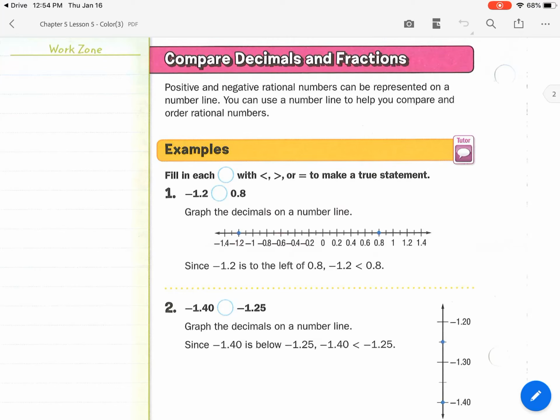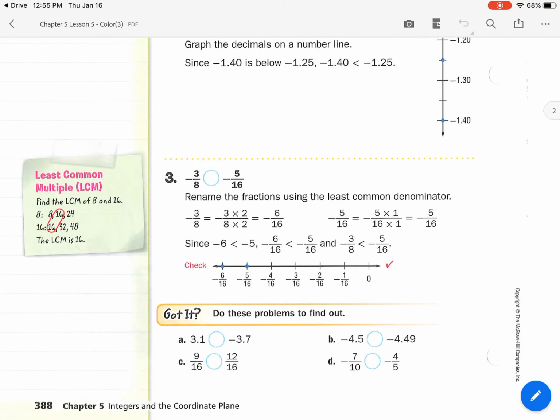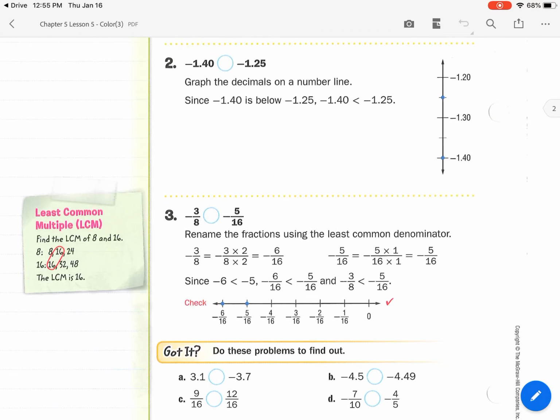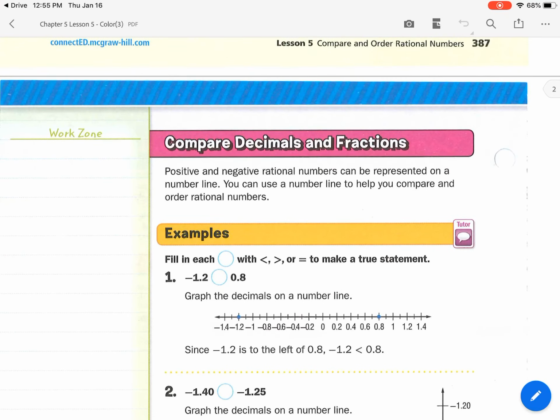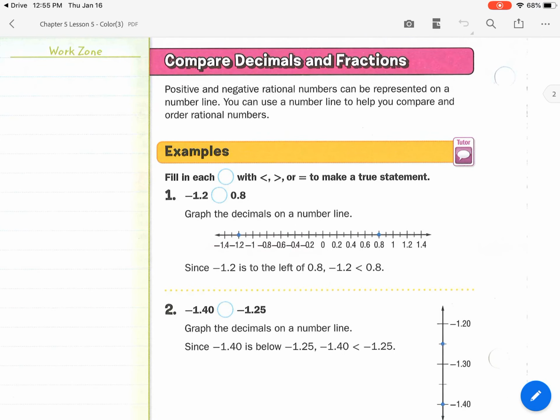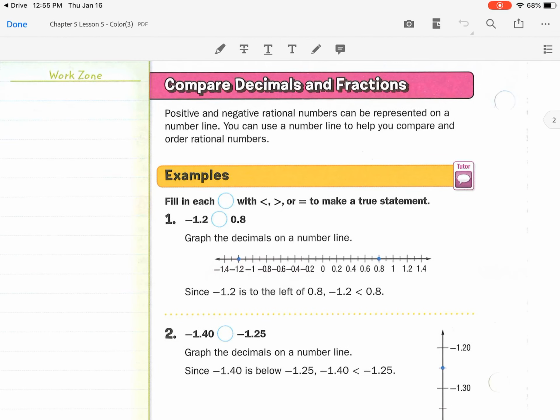Okay, we're going to go ahead and take a look at Chapter 5, Lesson 5, where we are working on comparing decimals and fractions and then comparing and ordering rational numbers. So go ahead and get your book open to page 388. Looks just like this. Compare decimals and fractions. All right, so we're going to go ahead and jump in and get started right away.